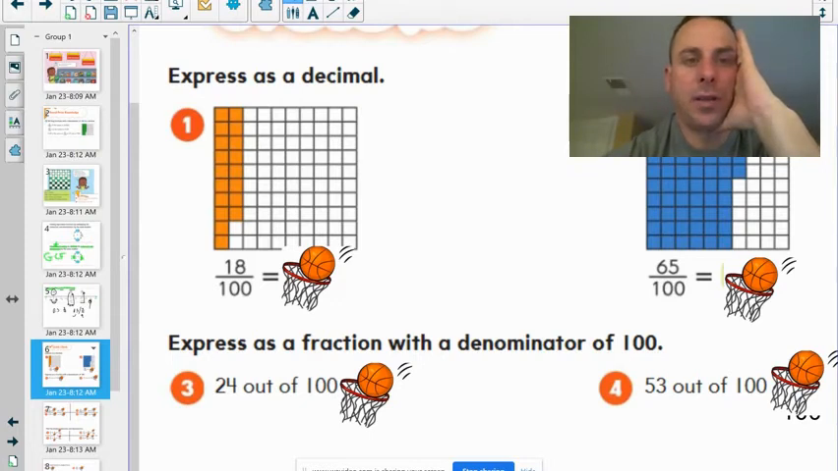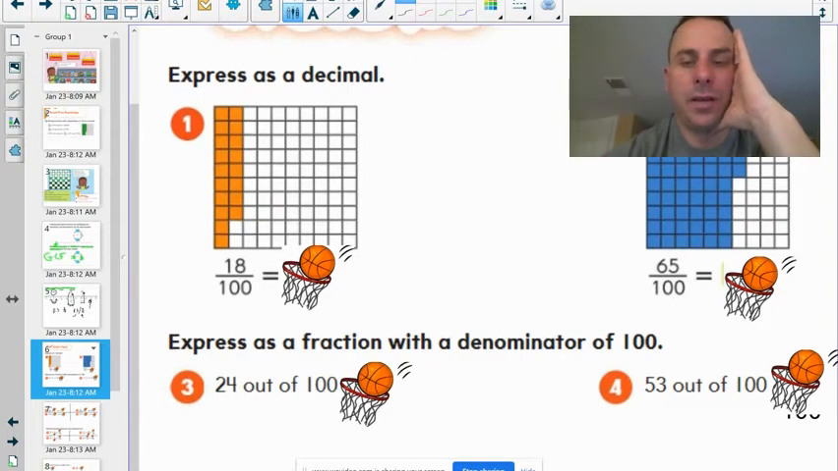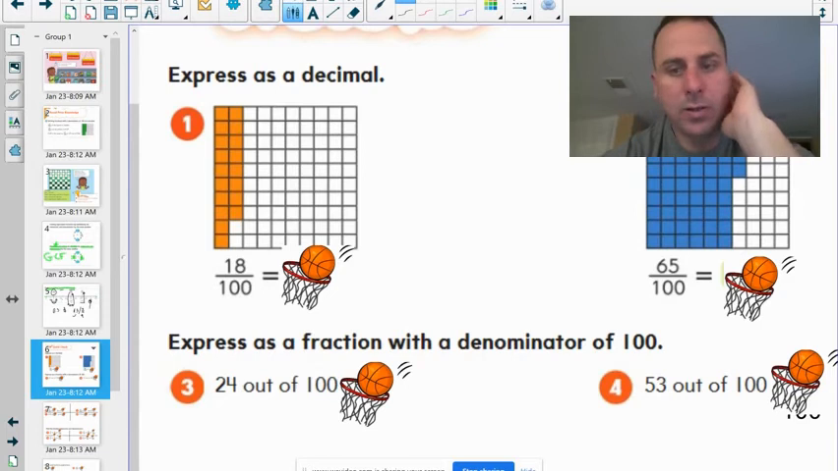shots. So they want you to do this as a decimal. So what does 18/100ths look like as a decimal? Hopefully you've got your notebook and your pencil with you and you can jot these down. Number two is 65 out of 100 as a decimal. Number three, 24 out of 100. And number four, 53 out of 100. Go ahead and pause it right here and solve these. The first two are as decimals, and the last two, you want to write them as a fraction.